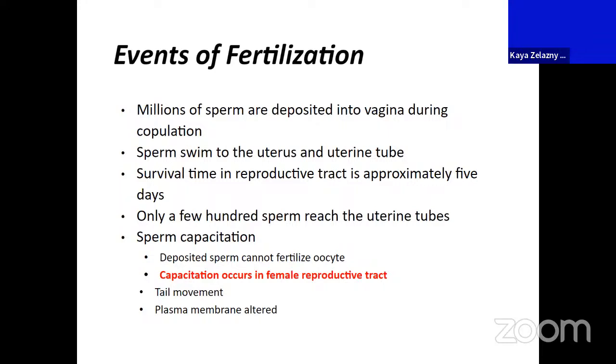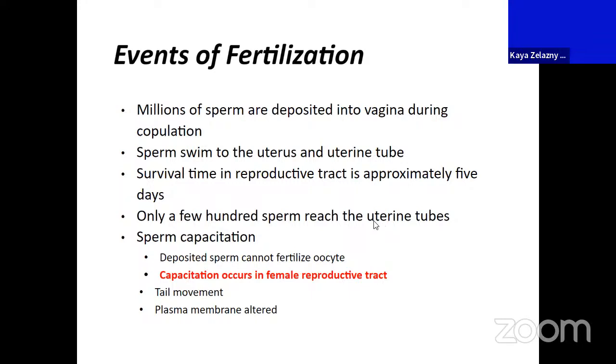What's going on overall? We've got literally millions of sperm being deposited into the vagina during copulation, during that mating act. The sperm are also swimming towards the uterus and the uterine tube, which they can do as we have capacitation occur. So they can live for about 5 days. They're swimming along, and actually only a few hundred of them make it to the uterine tube. So even though we've got millions in the vagina, it's the rare few that make it even to the point where they could potentially fertilize an egg.